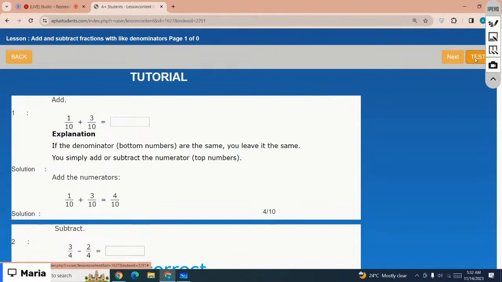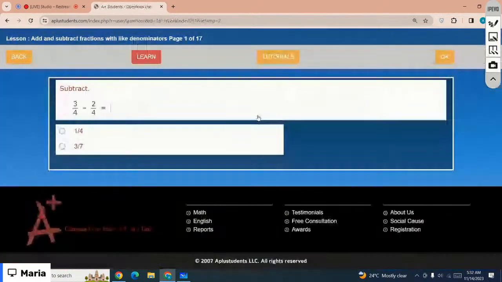Let's just start with the test questions. Okay, 3 by 4 minus 2 by 4. Which is the correct option? Basically both the fractions have exactly the same denominator, or you can say they have like denominators. So you need to subtract their numerators only. You have to do just 3 minus 2, that is 1. So it is 1 over 4.